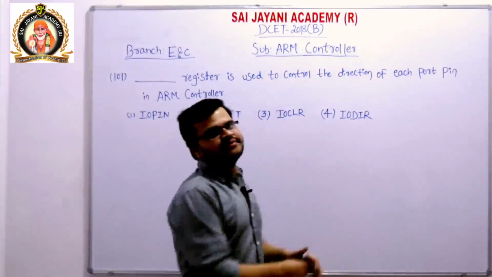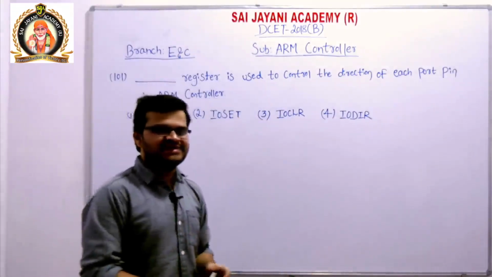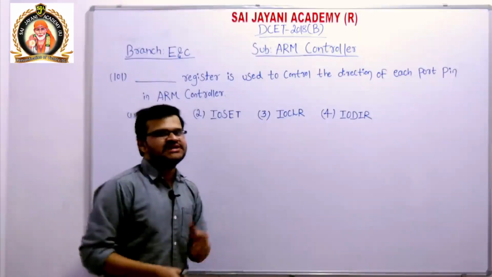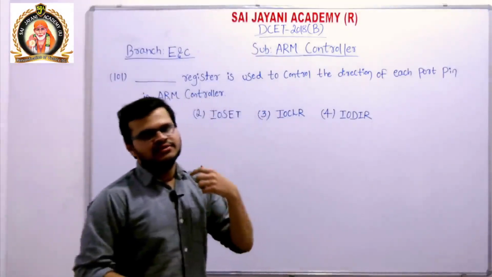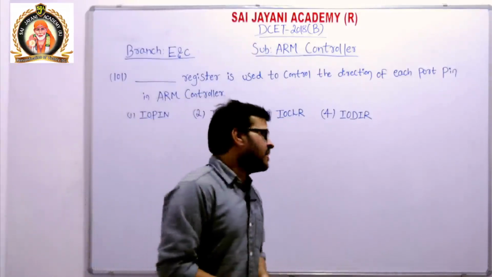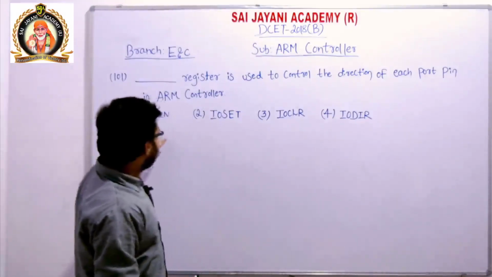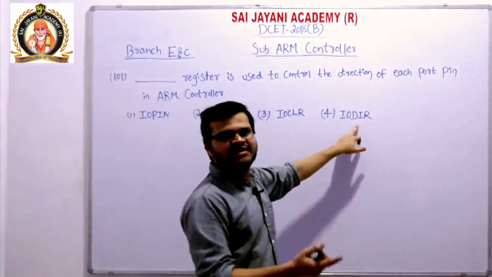We all know that the LPC2148 has two ports, that is port 0 and port 1. These two ports have 32 pins, and they act as general purpose input output functions. These ports are controlled via four registers: IO pin register, IO set register, IOCLR register, and IODR register.